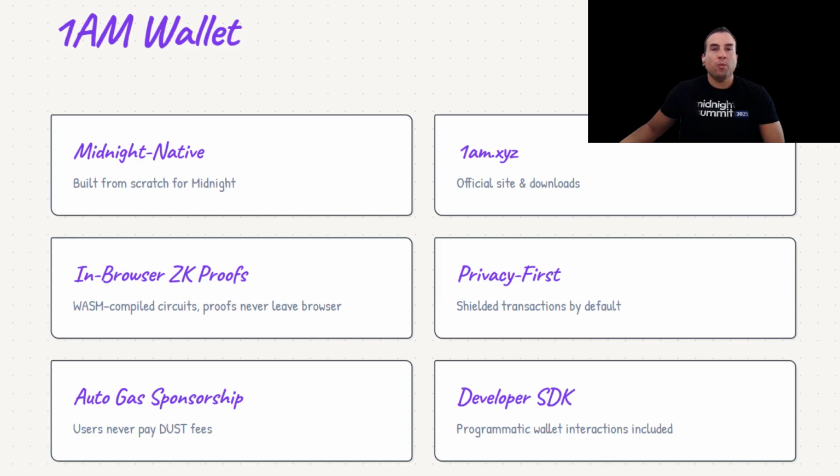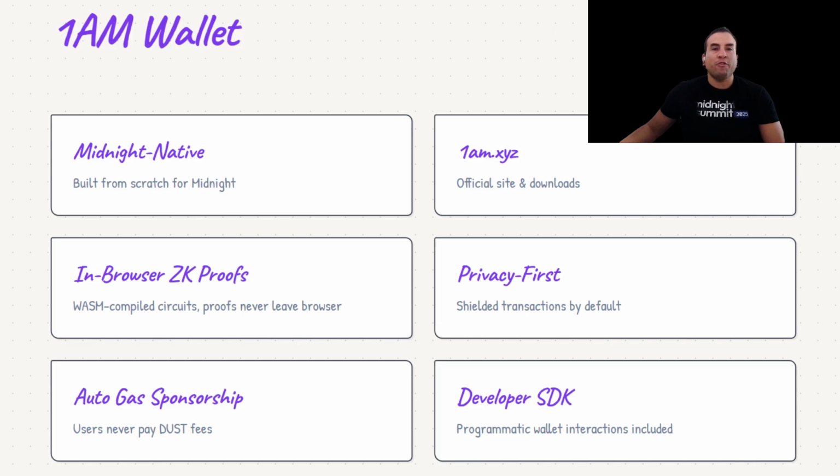Now, meet 1AM. This one was built from scratch, specifically for Midnight. The headline feature: it runs zero knowledge proofs entirely in the browser using WebAssembly. Your private data never leaves the browser tab. No proof server, no network calls during proving, maximum privacy. It also has AutoGas sponsorship. Users never need Dust tokens to pay fees. The Relay network handles that, and it ships with a dedicated developer SDK for programmatic wallet interactions.